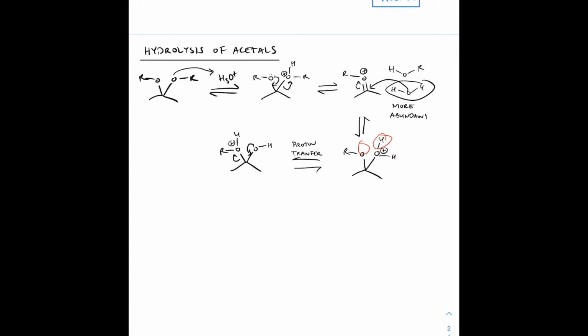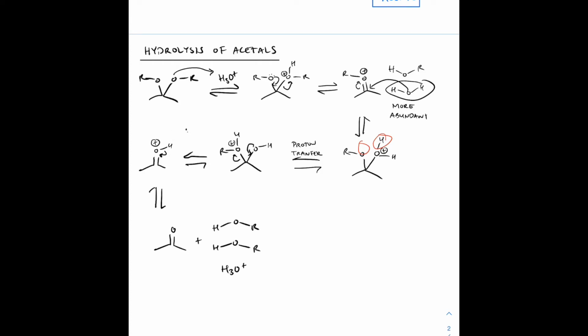So what does that allow us to do now? Well, remember, we wanted to go from an acetal back to a ketone. And so in order to do that, we have to kick off that OR group, or in this case, the ROH. So we have this oxonium intermediate with a hydrogen on the oxygen, which can then easily be deprotonated by some sort of base, water or the alcohol. And what we get is acetone in the end, or our ketone. We also get 2 equivalents of alcohol, as well as our H3O+.